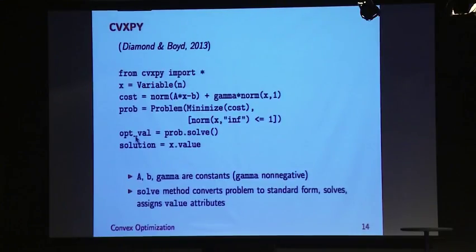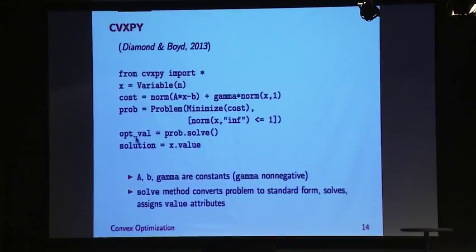The details aren't important. What is important is that it's unbelievably readable, right? Basically, the code you write is essentially the mathematics. You say what you want. Here, you declare a variable object. You form a cost. That's an expression. That's an object, which is a convex expression.